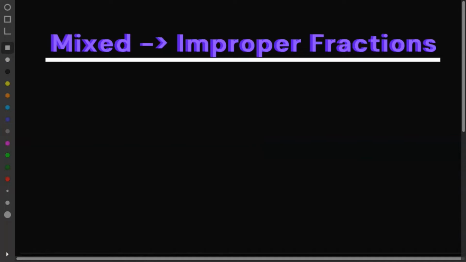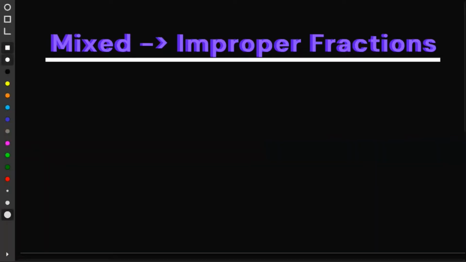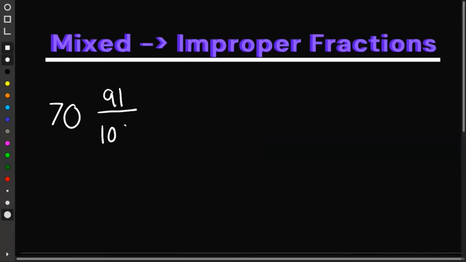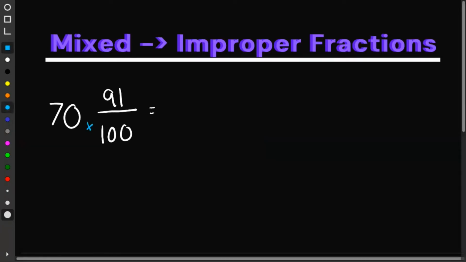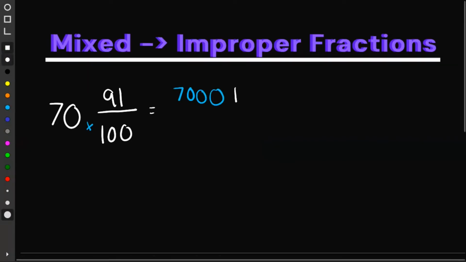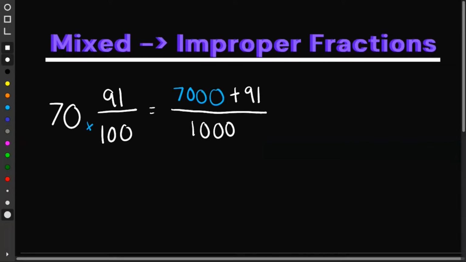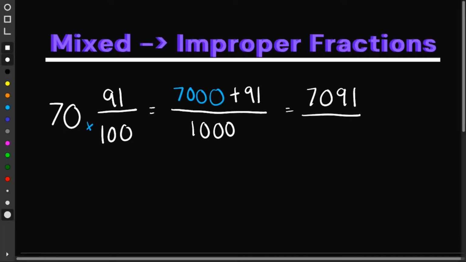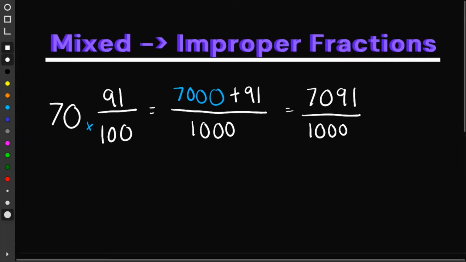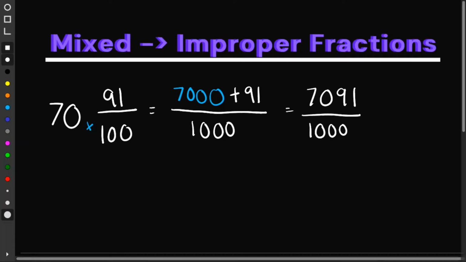Let's try one more example, a larger one. So if we have 7 91 over 1,000, again we multiply these two, that gives us 7,000 plus 91 all over 1,000, and that would give us 7,091 all over 1,000. As simple as that.